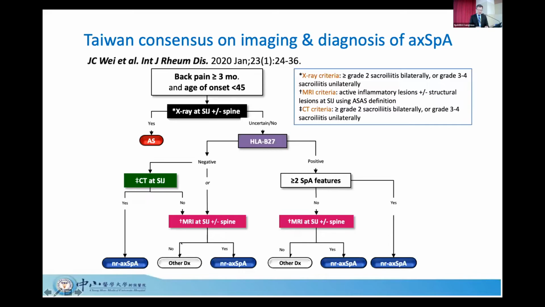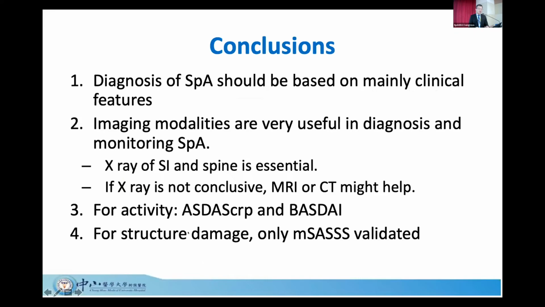So I'll give you my conclusion: the clinical diagnosis should be based mainly on clinical features. And imaging modalities are very useful in diagnosis and monitoring disease activity, especially the conventional X-ray of the SI joint and spine. If X-ray is not conclusive, then you should consider MRI or CT, especially low-dose CT. For disease activity assessment, we recommend ASDAS-CRP and BASDAI. For chronic structural damage, right now we only have mSASSS validated.